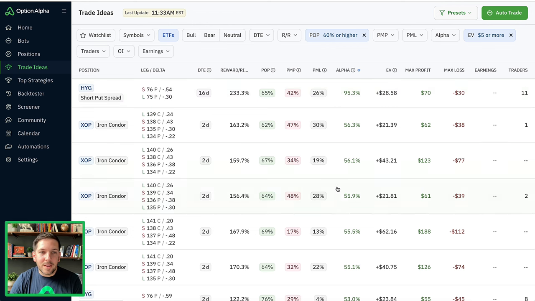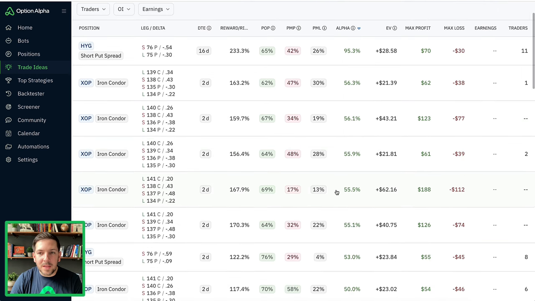So if we use alpha to normalize a lot of what we see here, we can start to filter these out and see, okay, of the trades that we're doing, which trades fit my risk profile and have better performance than other trades. So in this case, maybe this trade might be a good trade. It's a 55% alpha, almost a 70% chance of success, $62 expected value, and the max profit is significantly higher than the max loss. So maybe it ends up looking like a better trade.